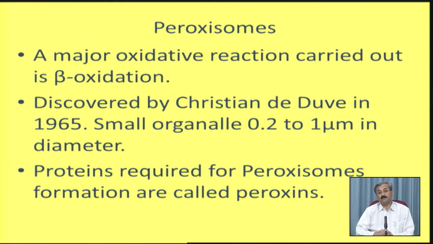Now one could have understood the importance of the earlier discussed different types of cell organelles. And peroxisomes again are a very important organelle carrying out the beta oxidation pathway of the fatty acids.